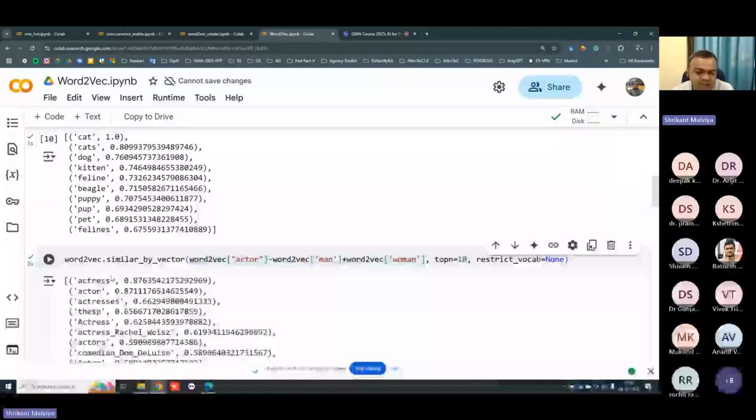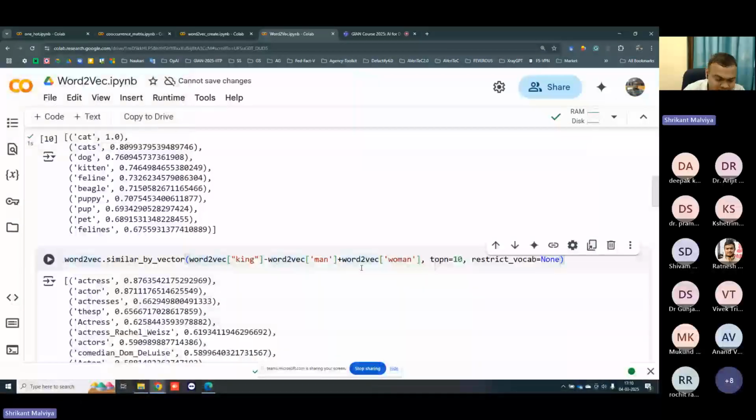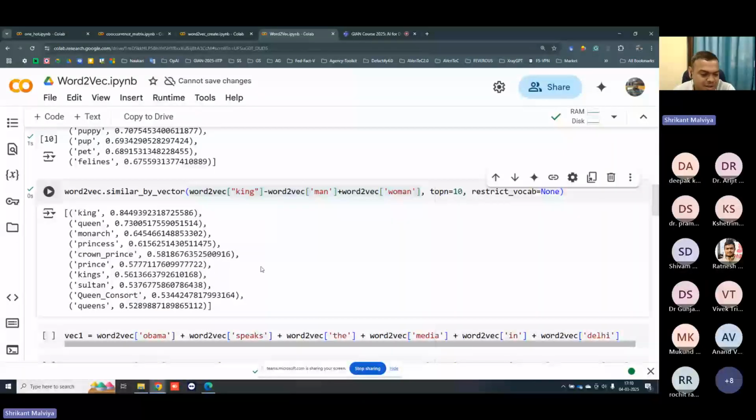Now, as in the slide, the example was king minus man plus woman, and the output should be queen. Let's see if it returns the same. It returns king as the most relevant word to this vector. The queen is also there, next to that one. So that's how you can play around and do some analogy.